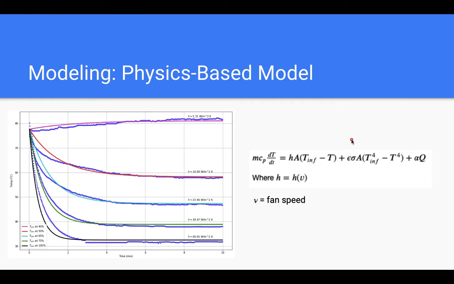For our physics-based model, we used an energy balance to find the change in temperature per time. As you can see here, we've got convective cooling, radiative cooling, and of course our heater input. And our convection coefficient is a function of fan speed. So as you can see in this graph, we performed multiple step tests at different fan speeds with constant heater inputs. And then using regression, we found h for each of those fan speeds and created a function of v for h, and then passed that in to our simulation.